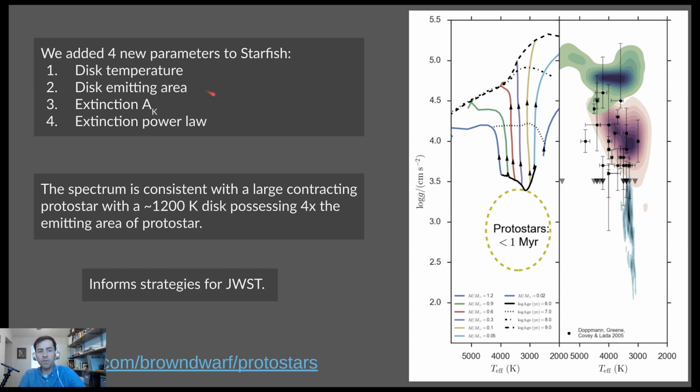We quantified those degeneracies by adding 4 new parameters to Starfish. So the temperature of the disk, the area, the extinction, and even the power law, the character of the dust. So this worked pretty well, and this is going to inform how we can cope with data from the James Webb Space Telescope.